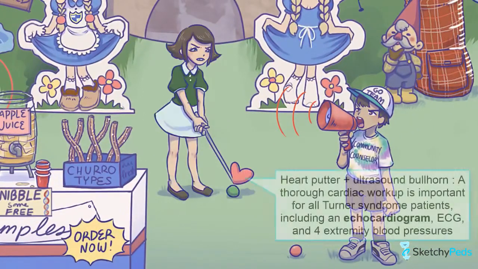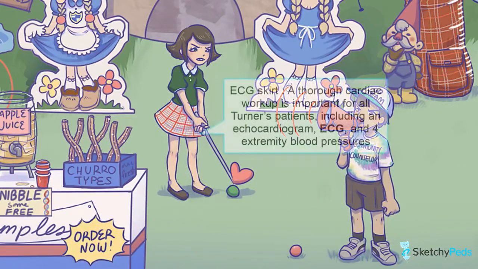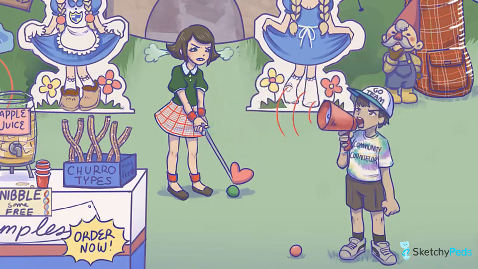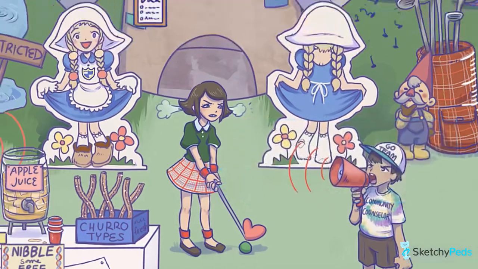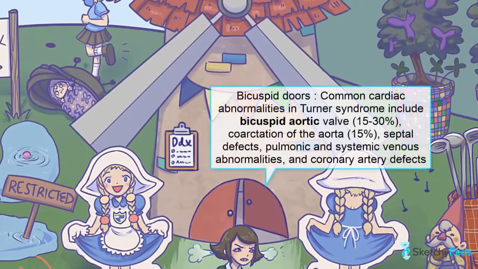A thorough cardiac workup is important for all Turner syndrome patients, which includes an echocardiogram, depicted by the ultrasounding bullhorn pointed at the heart-shaped putter, an ECG, represented by the girl's ECG grid skirt, and 4-extremity blood pressures, depicted by the 4-extremity sweatbands. Up to half of all patients with Turner syndrome will have a congenital heart anomaly.